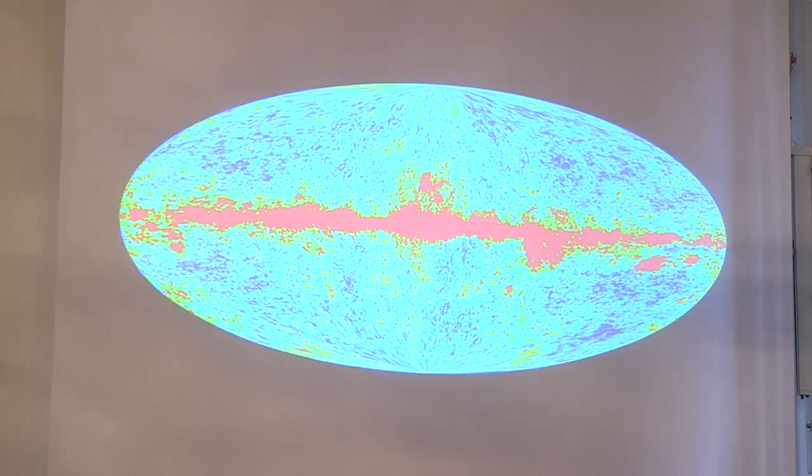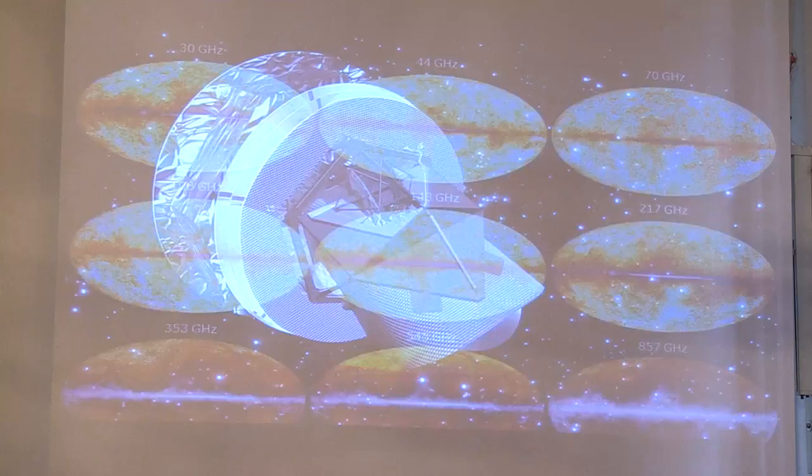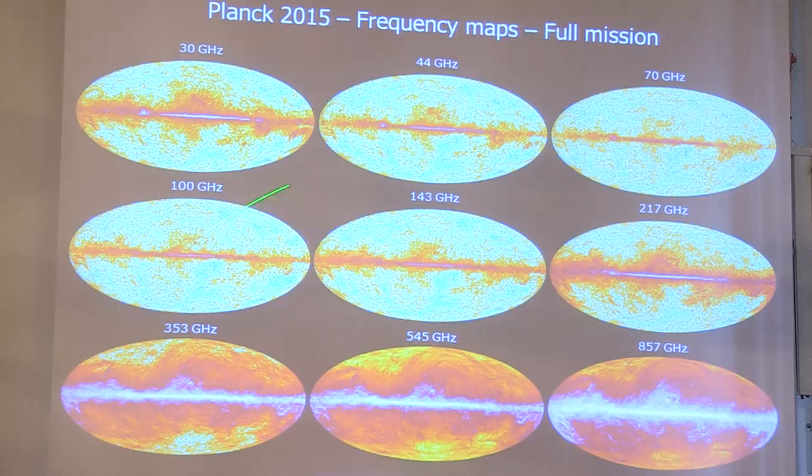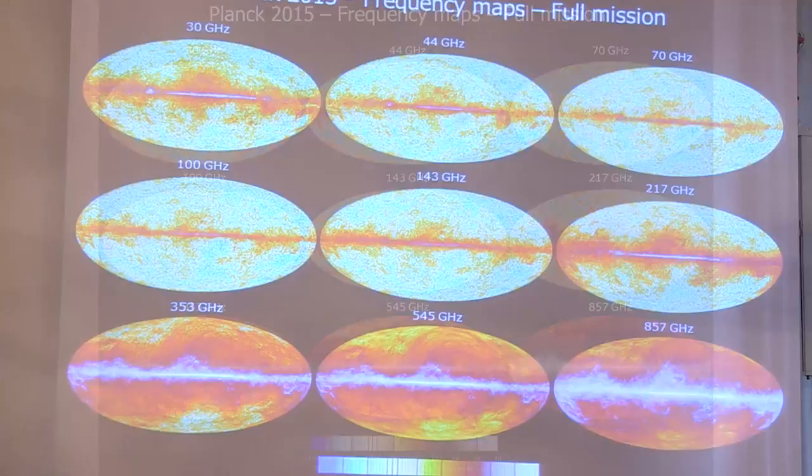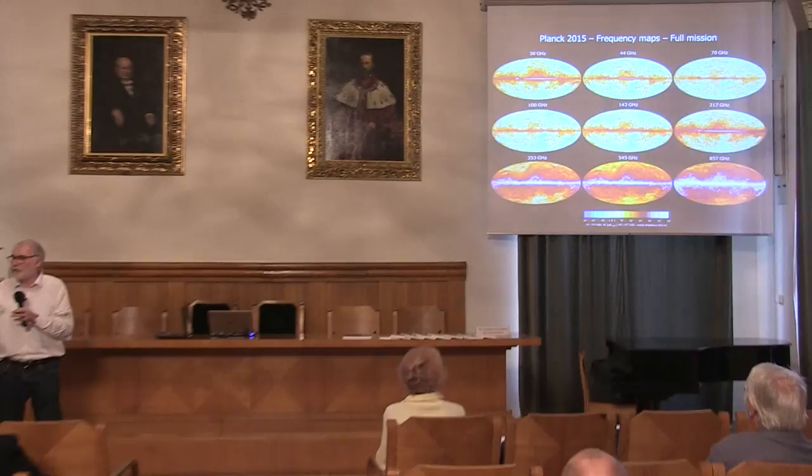And in fact, the result, this is obviously an animation, these are real data, and these are the 9 different frequencies at which Planck has measured. And you can see that in this region, in the middle, at 70 and 100 gigahertz, you have minimal contamination from the galaxy. And at low frequency and high frequency, you have much more contamination. But the thing is, and I will not go into details, there is very refined work that can be done, really, to put together all this information and disentangle the various components, okay?